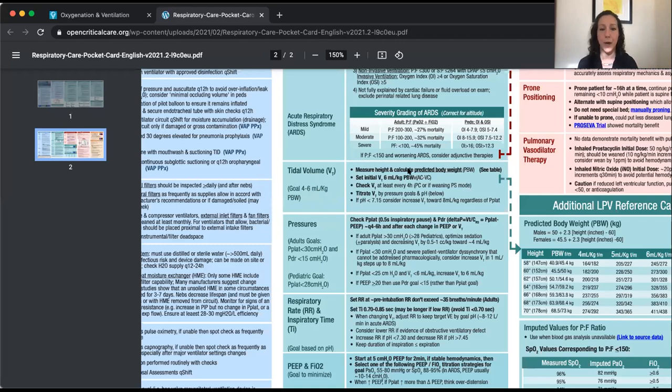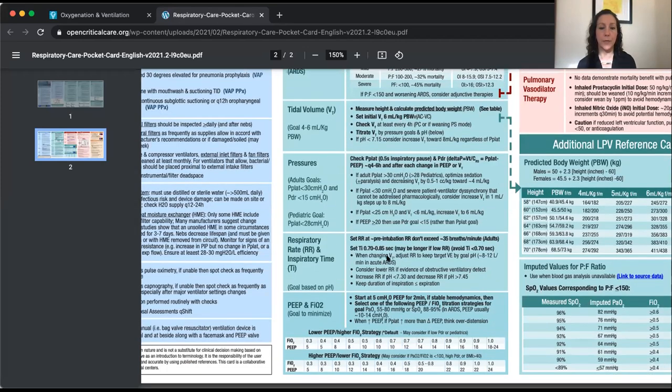So you measure the height and you calculate the predicted body weight. You can also look at this table, and there are many, many calculators online to help you with predicted body weight, okay? When we talk about pressures, the goal in mechanical ventilation is to keep your plateau pressure less than 30, okay? If your plateau pressure is higher than that, then you start to worry about barotrauma, okay? So we can talk a little bit more about that.